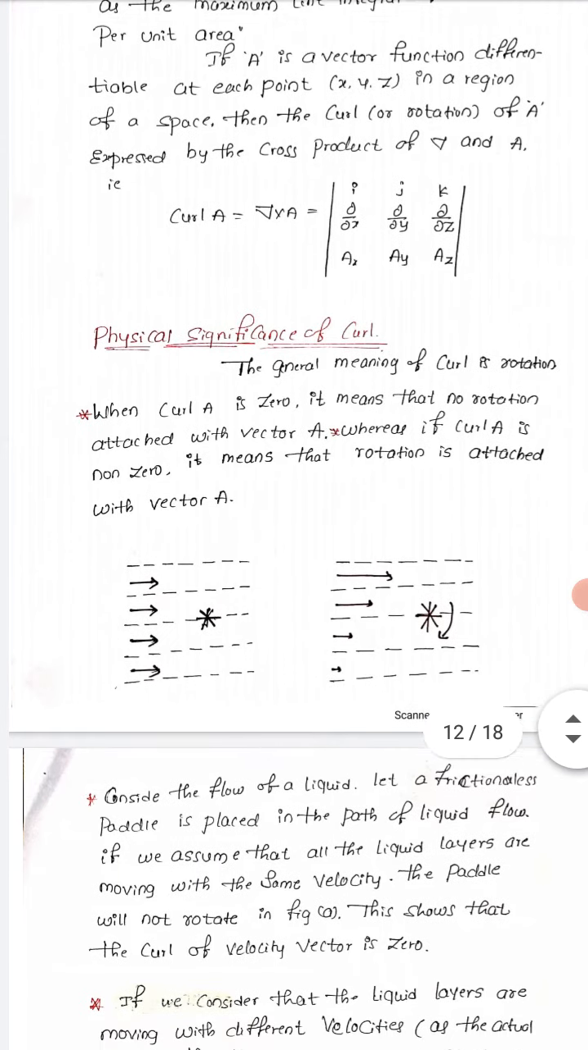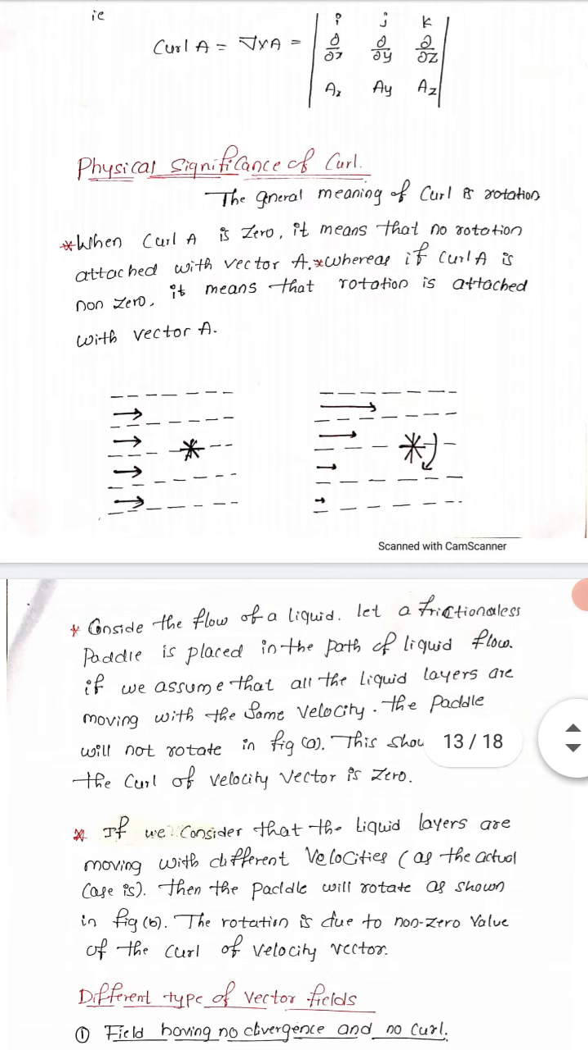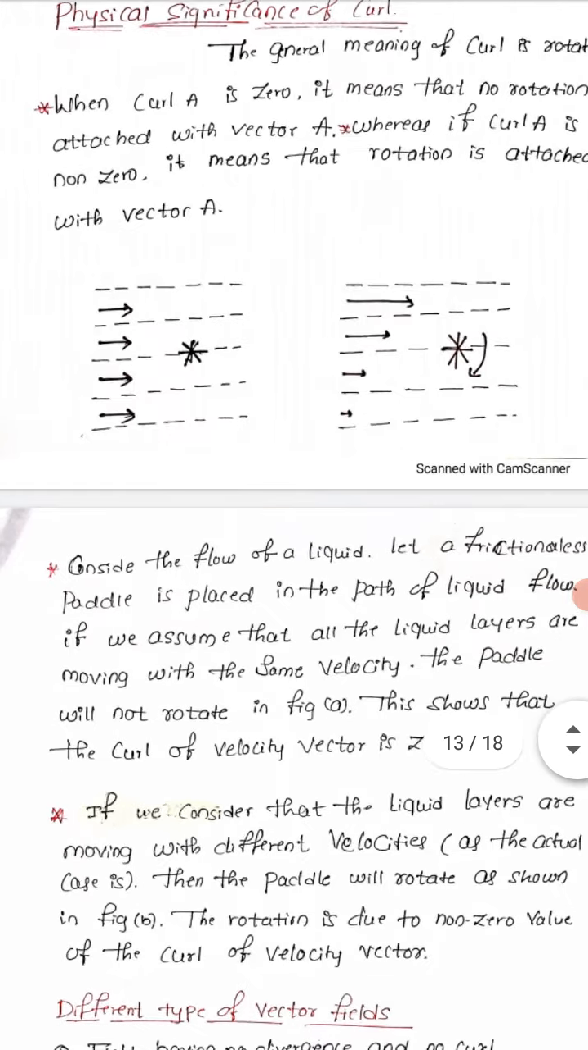The physical significance of curl, or the general meaning of curl, is rotation. When curl A is 0, it means that no rotation is attached with the vector A, whereas when curl A is non-zero, it means that rotation is attached with vector A. This is the diagram. See here the diagram, dear students.